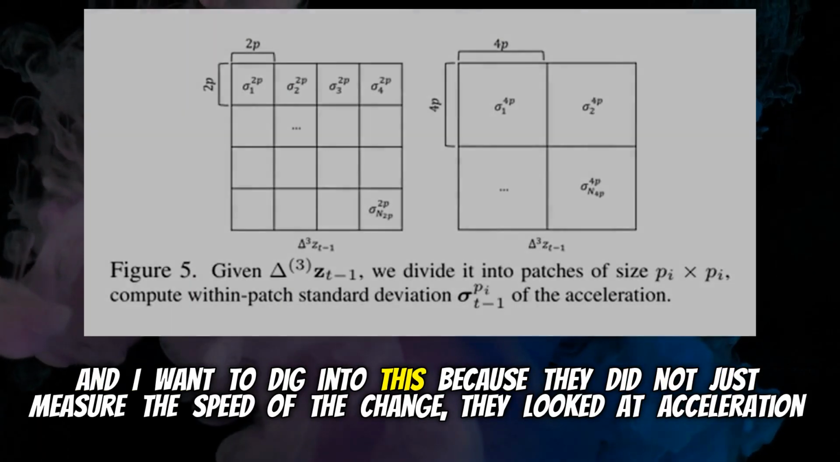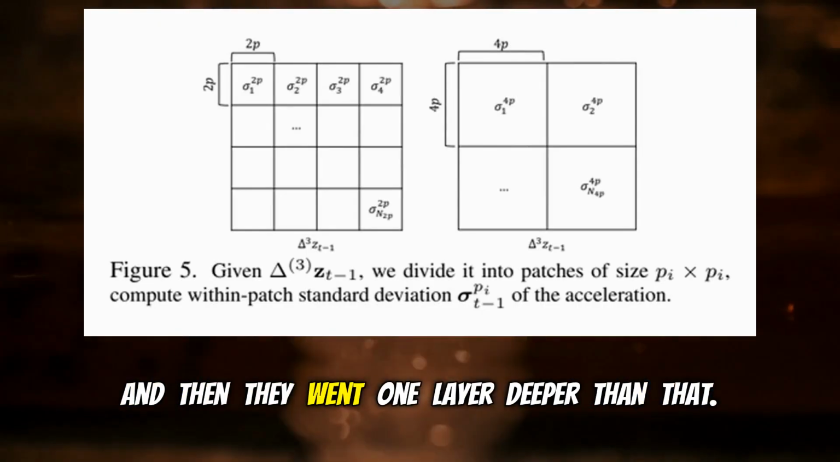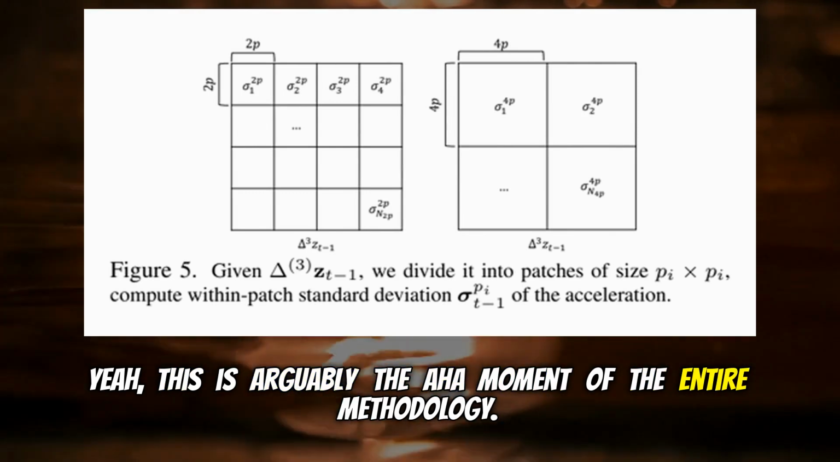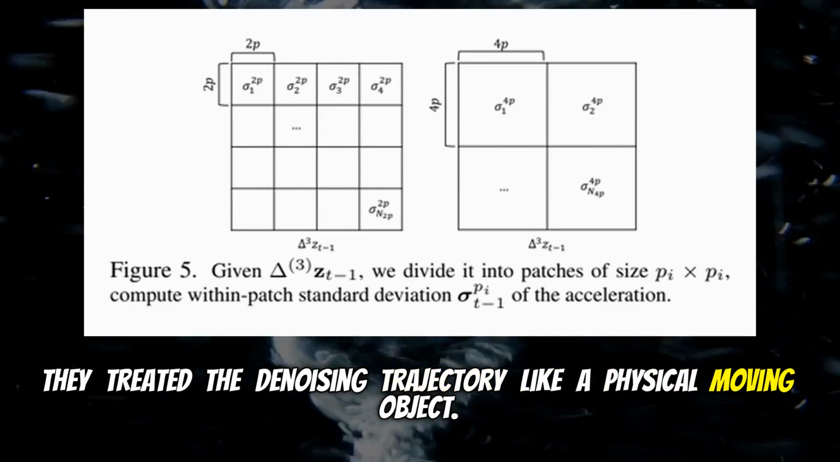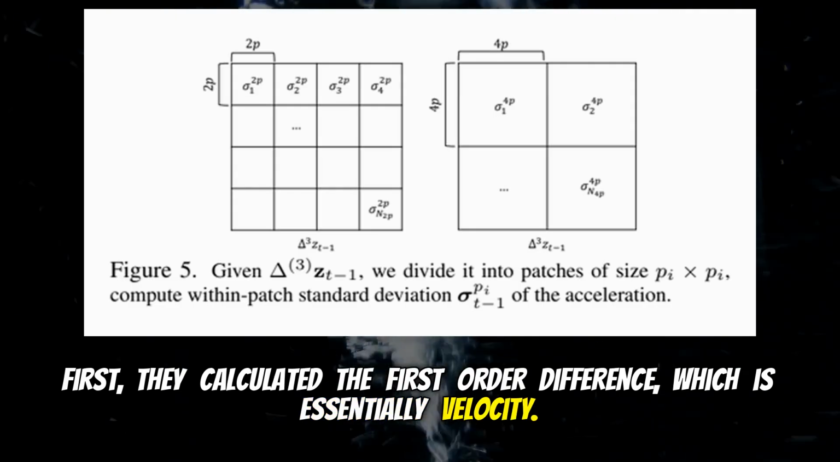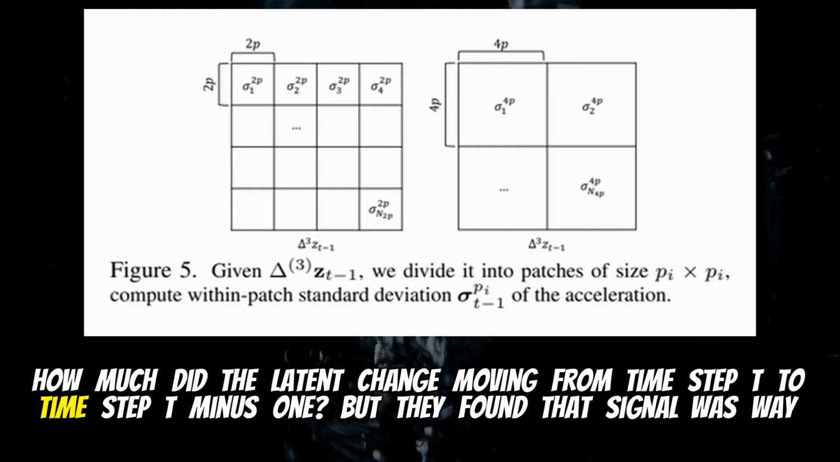And I want to dig into this because they did not just measure the speed of the change, they looked at acceleration, and then they went one layer deeper than that. Yeah, this is arguably the aha moment of the entire methodology. They treated the denoising trajectory like a physical moving object. First, they calculated the first-order difference, which is essentially velocity. How much did the latent change moving from timestep t to timestep t minus 1?